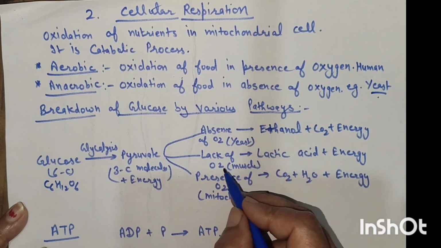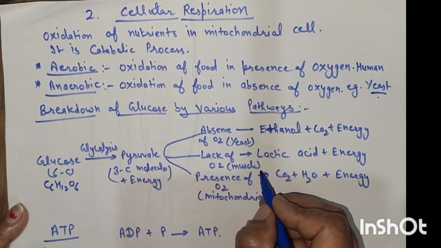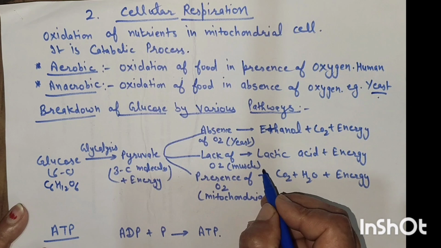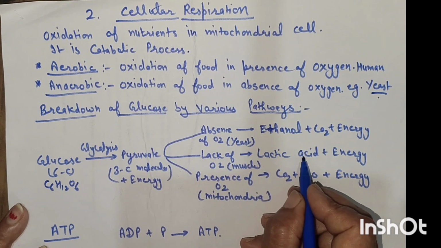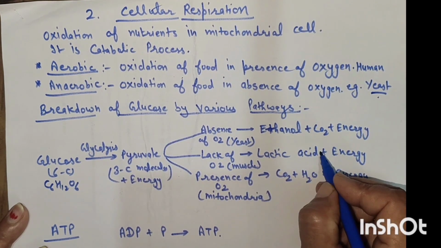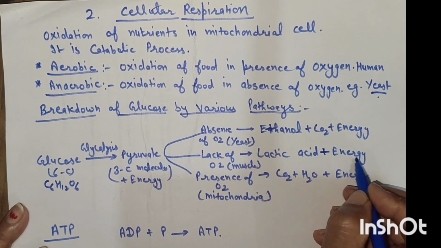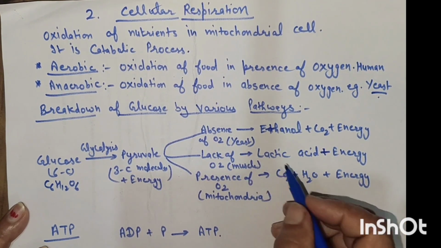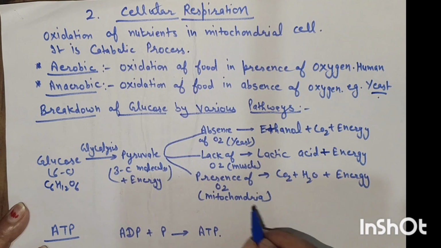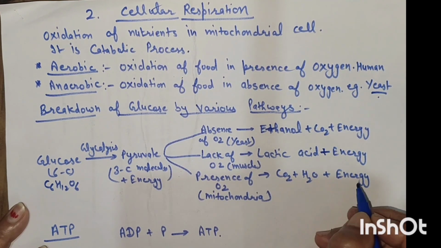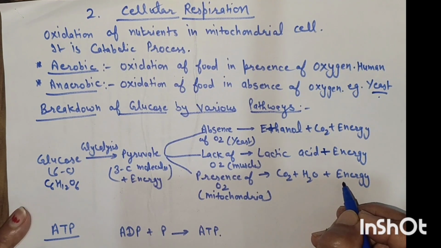Second is lack of oxygen. This takes place in the muscles. When you do vigorous exercise, then your muscles start paining. Some lactic acid is deposited in your muscles, and with this some energy is released. This is lack of oxygen. Now the presence of oxygen means aerobic respiration. This takes place in the mitochondria. Carbon dioxide, water and energy are released, and this takes place in human beings and mostly animals.